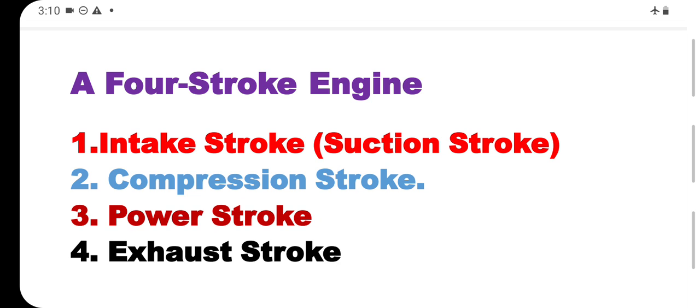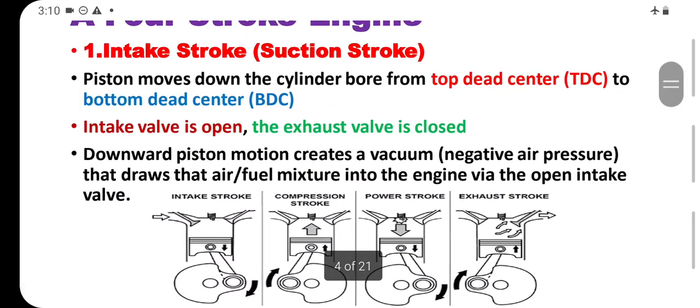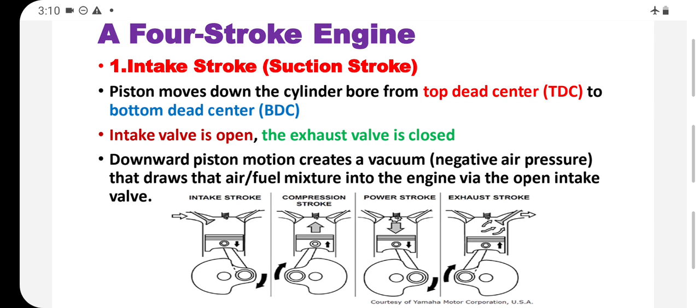Intake stroke, it is also called the suction stroke. What happens in the intake stroke? The piston moves from TDC to BDC, top dead center to bottom dead center. Whenever the piston moves from TDC to BDC, the intake valve is open and the exhaust valve is closed. During the suction stroke, a mixture of air and fuel enters the cylinder.